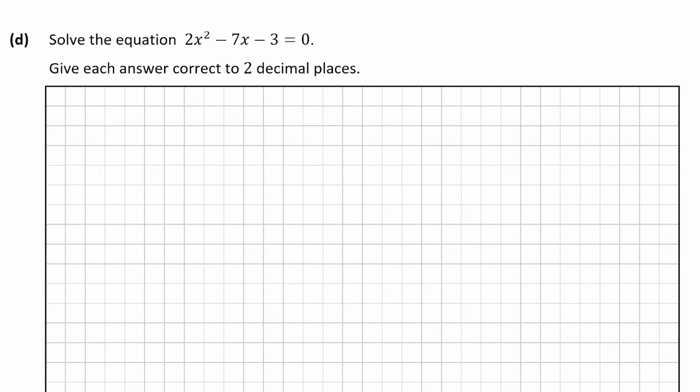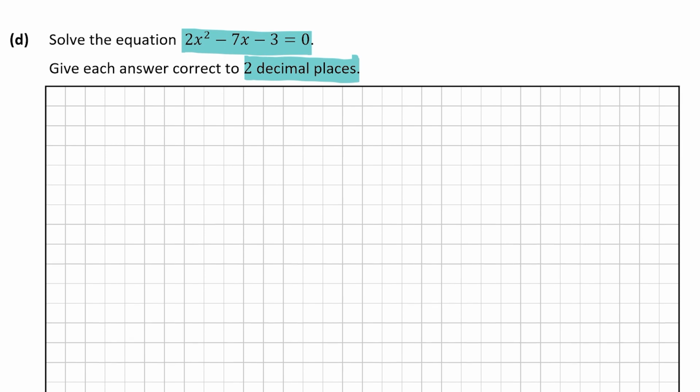Now in question D, we're given a quadratic equation, and it's 2x squared minus 7x minus 3 is equal to 0, and we're told to give each answer correct to 2 decimal places. Now just a hint, when you're dealing with quadratic equations, when we're asked to give our answer correct to 2 decimal places, you should automatically know that you're going to need to use the minus b formula. Now, you can find the minus b formula in the algebra section of the log tables, but most of you will probably know it off by heart just from using it to practice in class and at home.